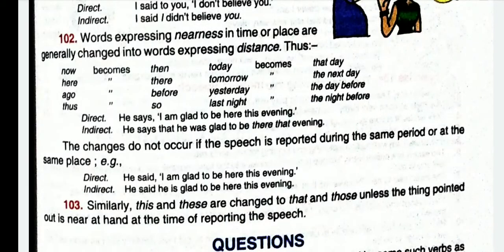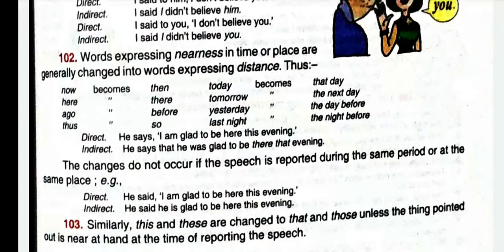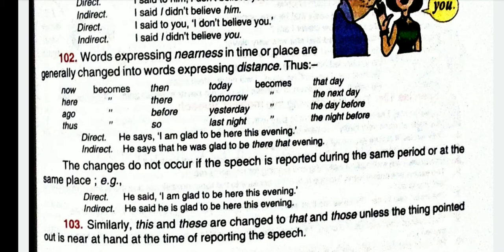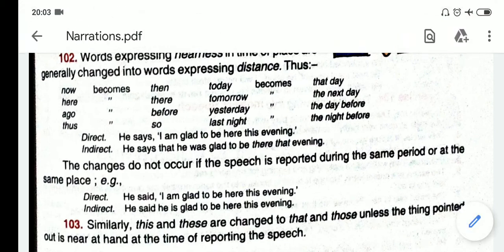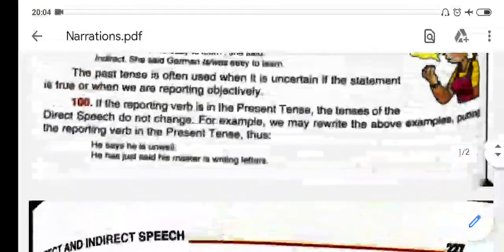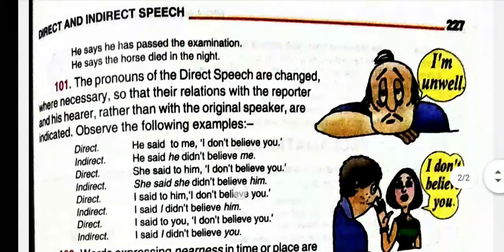He said, I am glad to be here this evening. But again, if the speech is reported during the same period or at the same place, then you will not change this into that or here into there. Since the speech is reported during the same period or at the same place, you may not change this into that or here into there. But anyway, these are the rules of changing direct speech into indirect speech. Make notes of these, with examples of your own maybe, and that's it for now. Thank you.